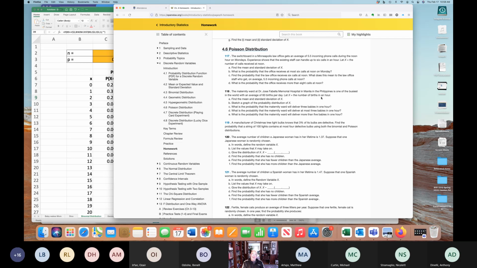Sketch a graph of the probability distribution. Oh, I have to put the probability distribution graph in there for that. Well, maybe we'll let you do that. This is a good one. What's the probability that the maternity ward will deliver 3 babies in 1 hour? What is the probability that the maternity ward will deliver at most 3 babies? Yeah, this is a good problem. 118.